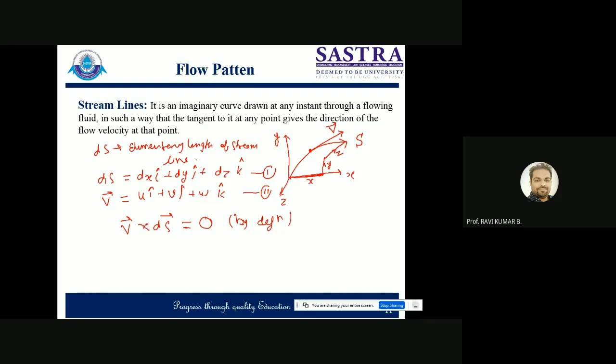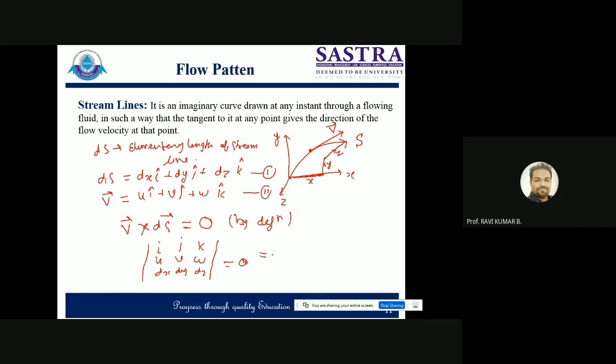So now, how to do the cross product of these two? If you know basic elementary vector calculation, you can do that. You know the velocity vector, you know the ds also. You need to do the cross product of it. Put the matrix and start doing it in your notebook fast. So you write i, j, k, u, v, w, dx, dy, dz. This should be equal to 0.